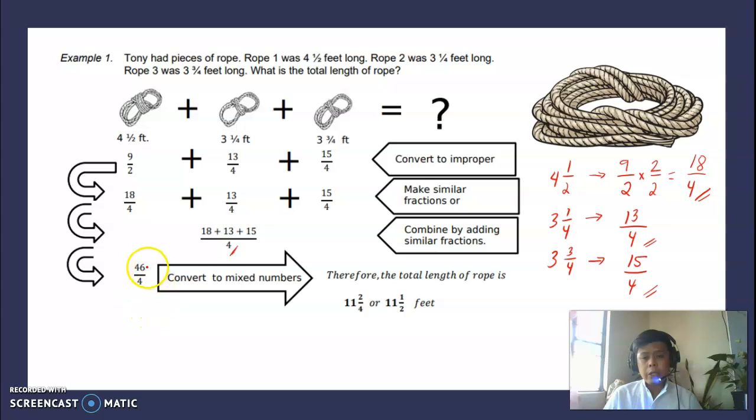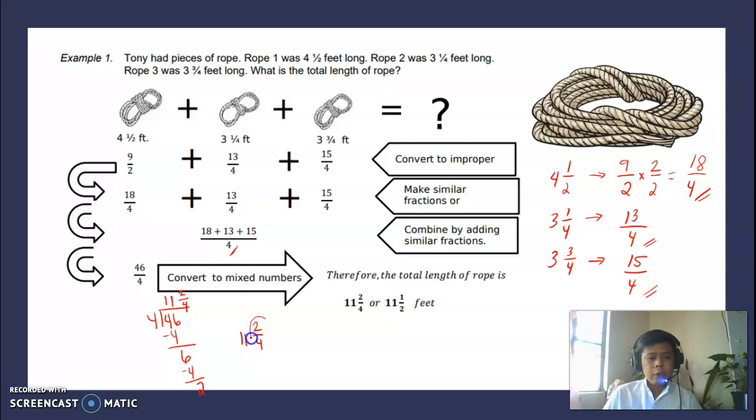Since improper fraction siya, i-mix number natin. So, yung 46, i-divide ng 4. So, ilang 4 meron sa 4? You have 1. 1 times 4 is 4. 4 minus 4 is 0. Bring down 6. So, ilang 4 meron sa 6? So, isa. So, 1 times 4 is 4. So, 6 minus 4 is 2. Meron tayong remainder na 2. So, yung 2 sa taas, tapos yung 4 na to dito. So, you have 11 and 2/4.